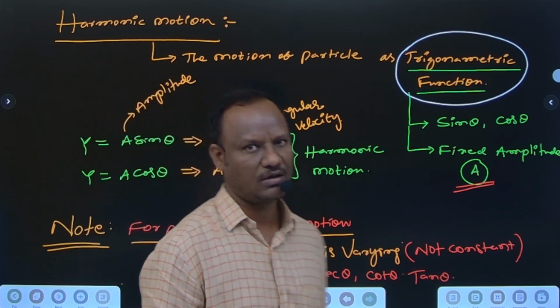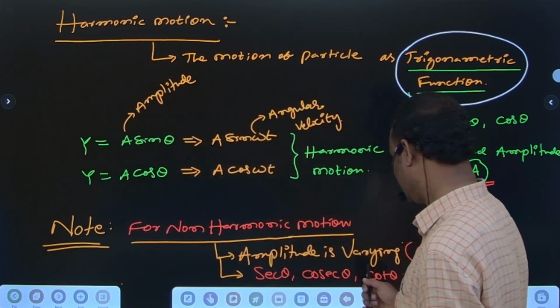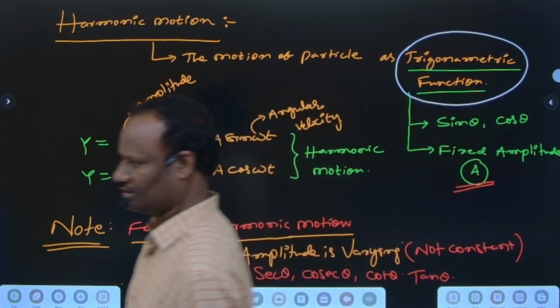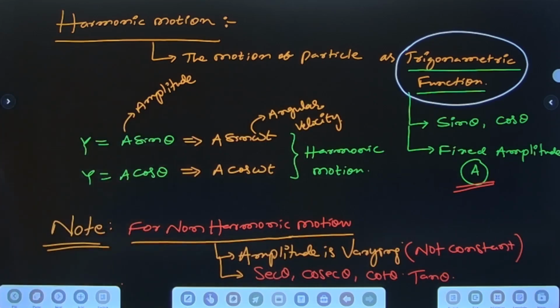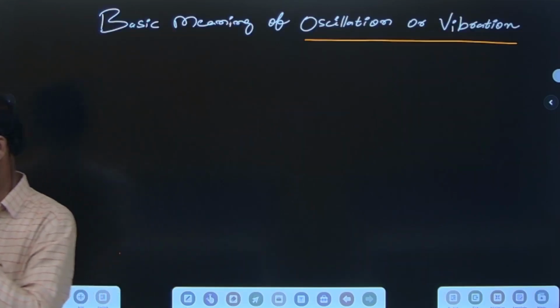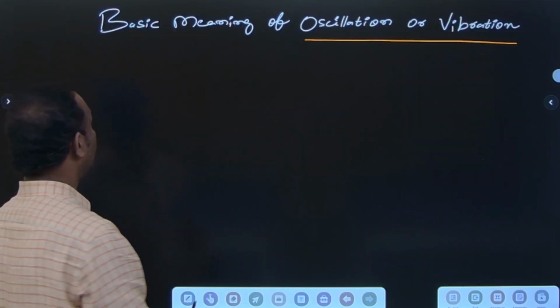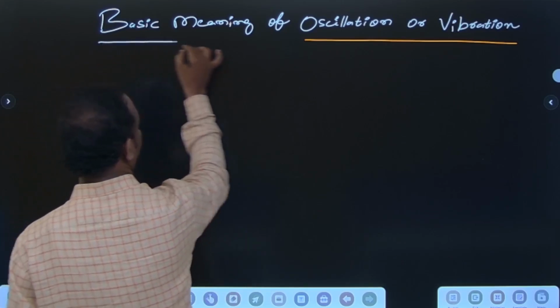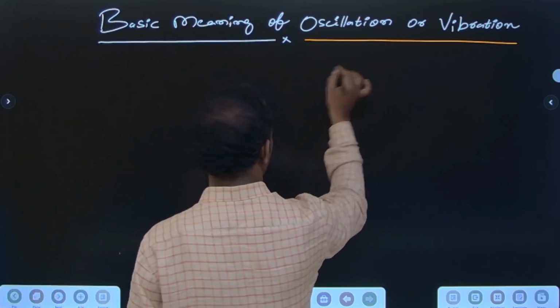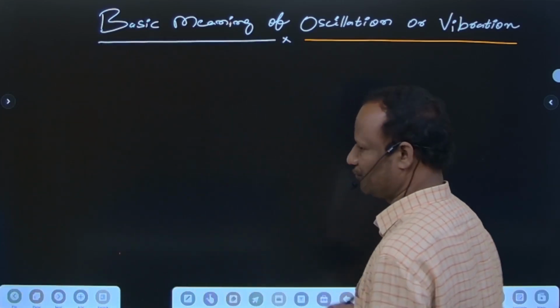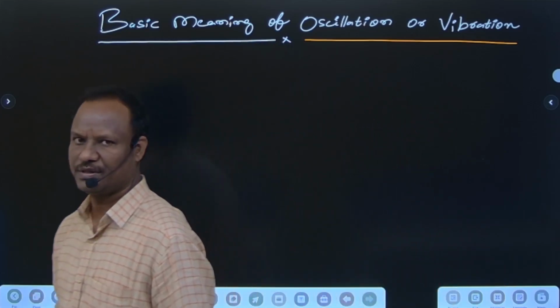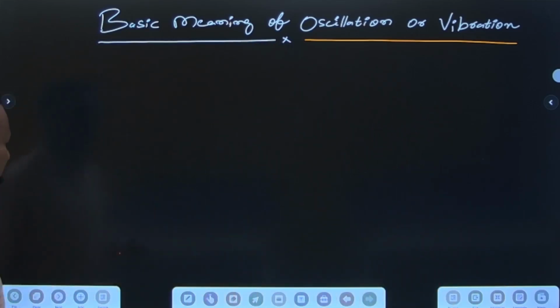In non-harmonic motion, amplitude does not remain constant. It is varying, not constant; that is the condition for this. Now, what is the basic meaning of oscillatory, oscillation and vibration?